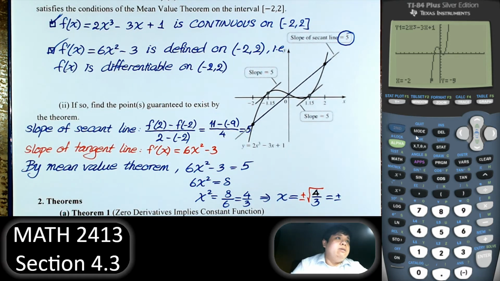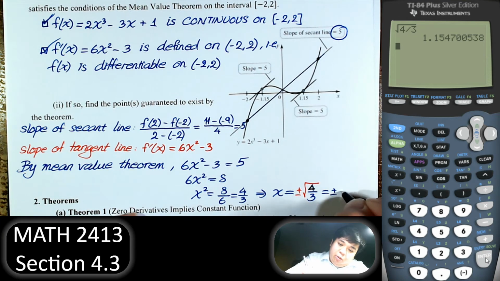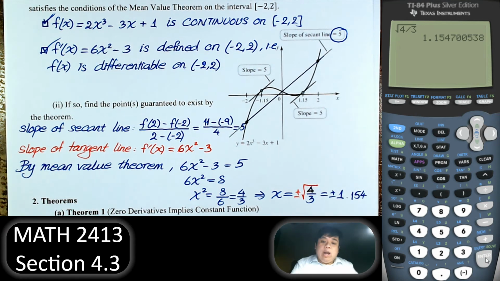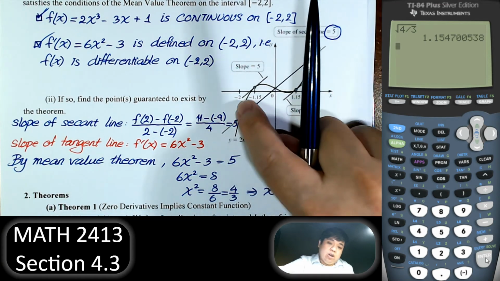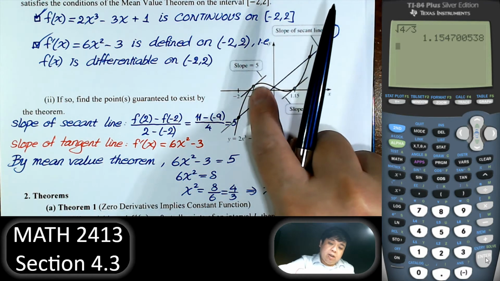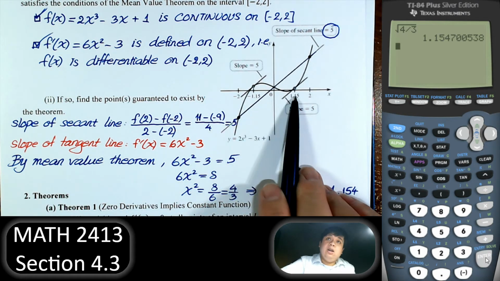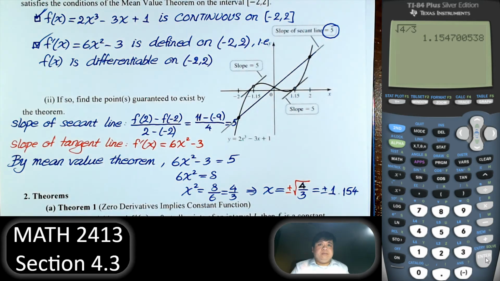And so we have the square root of 4 divided by 3 is 1.15 or so. So there will be a point, and we found there are 2 points where the slope of those tangent lines at that point is equal to the slope of the secant line through the endpoints. So the mean value theorem certainly works.